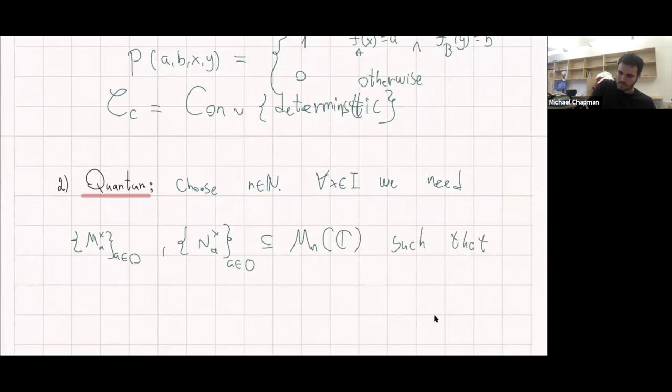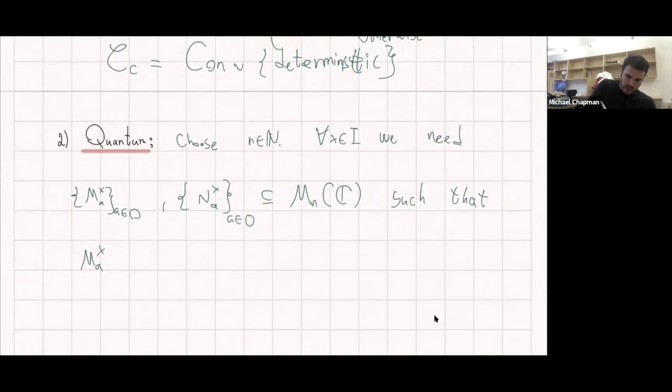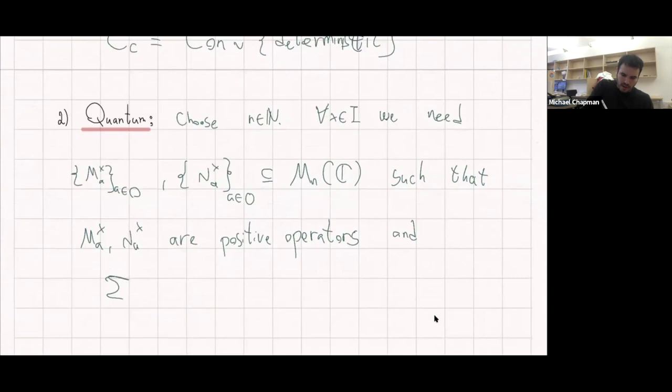all the M_x^a and N_x^a are positive operators, so they are positive semi-definite matrices. And the sum of the M_x^a going over all the a's is equal to the sum of the N_x^a going over all a in O, which is equal to the identity matrix of size N by N.